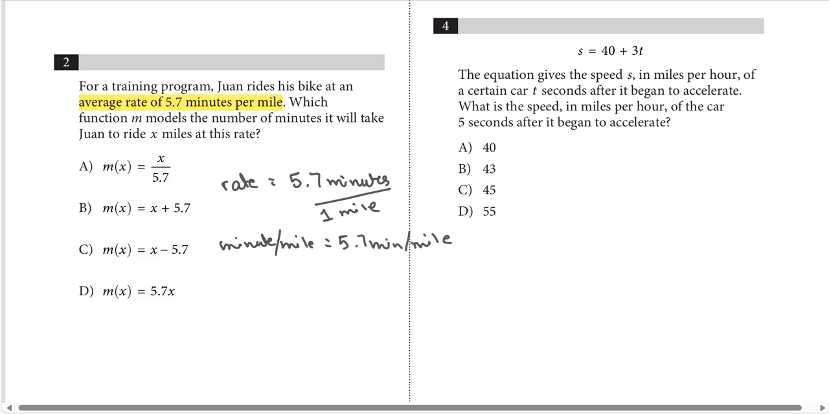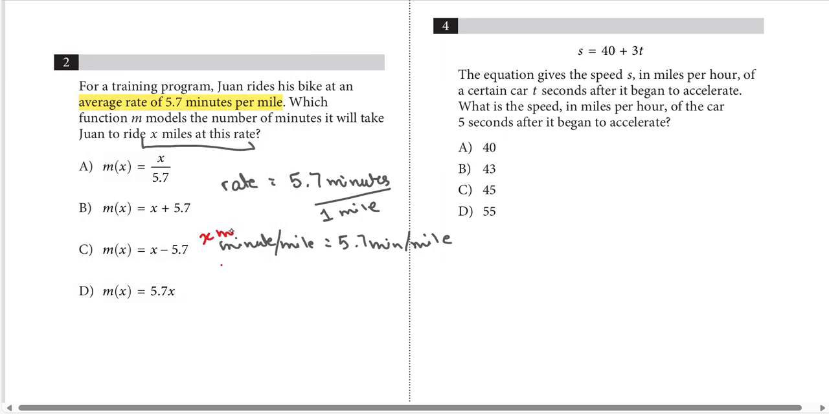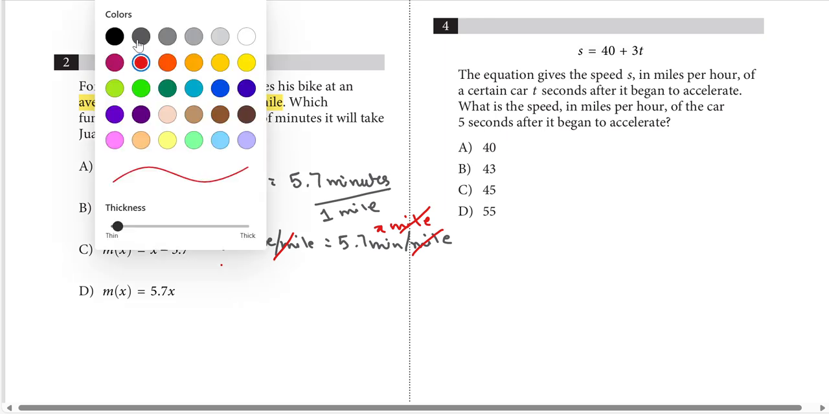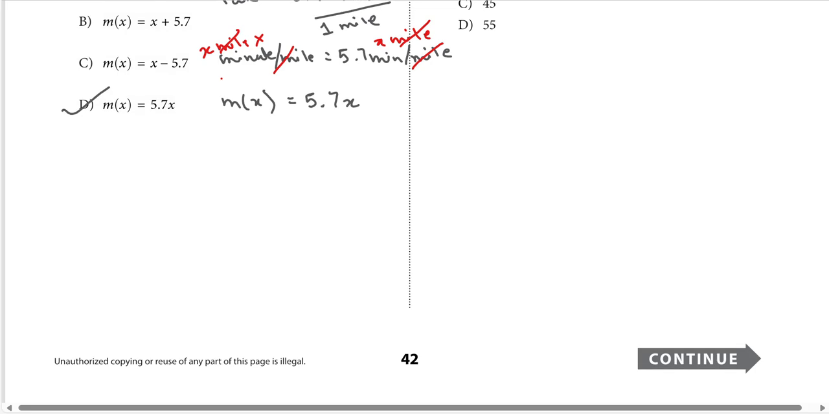If I multiply both the sides with the amount of miles, which is X mile, multiply here, X mile multiply here, it will cut the miles. And what I'm going to get is, for X, let's say M of X will be equal to 7.5 X, which would be option number D. Okay.